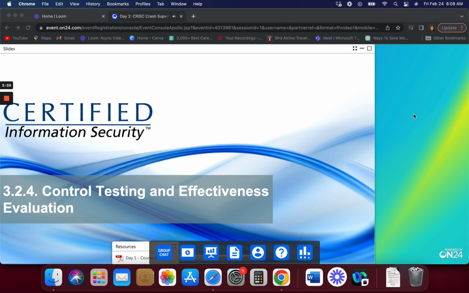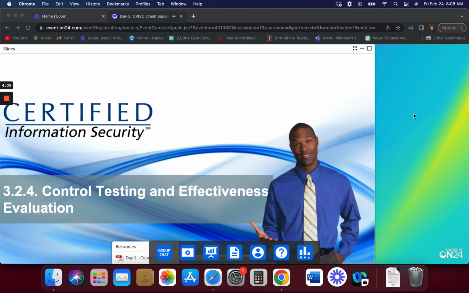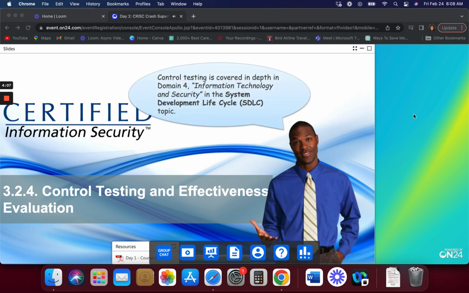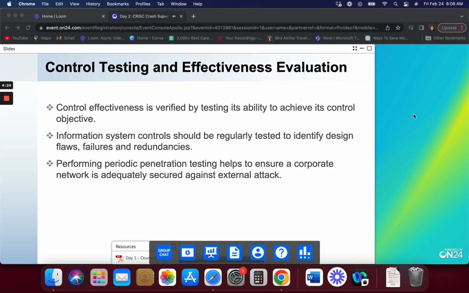Control testing and effectiveness evaluation. Now, again, control testing is actually also covered in depth, much more in depth, in information security in the next domain in the systems development lifecycle topic. So we're going to kind of skate through it a little bit here. We'll cover it more in depth there because there's just no sense in covering it in depth twice. Control testing and effectiveness evaluation, just best practices to memorize for the exam.